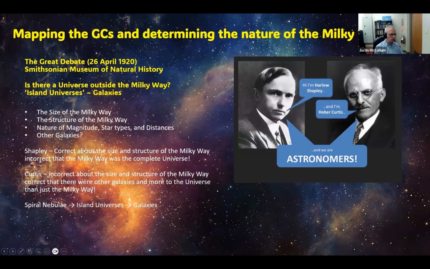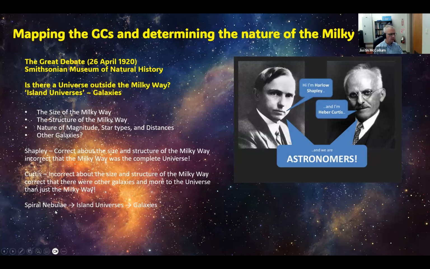See, Shapley was correct about the size and structure of the Milky Way that we know today, but he was incorrect in thinking that the Milky Way was the entire universe. Whereas Curtis was right about the whole universe in terms of there was more to the universe than just the Milky Way. There were other galaxies, but he was incorrect about the size and structure of the Milky Way.